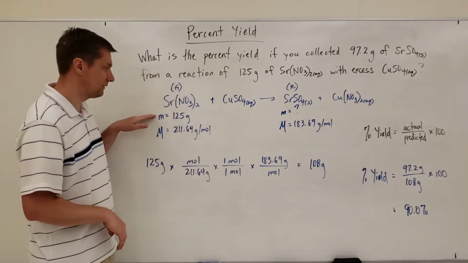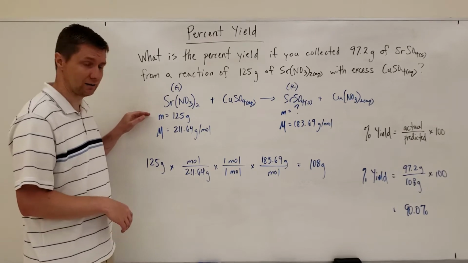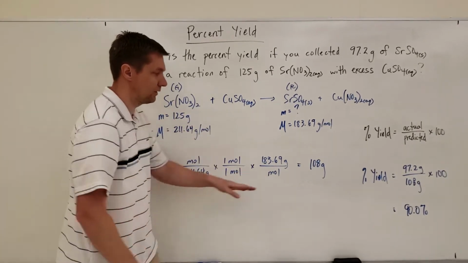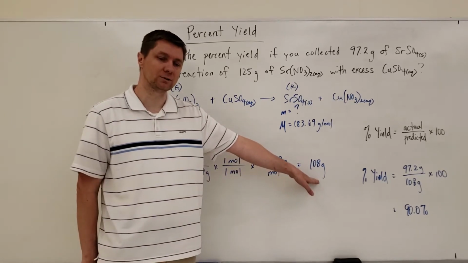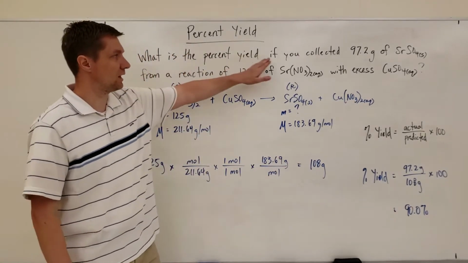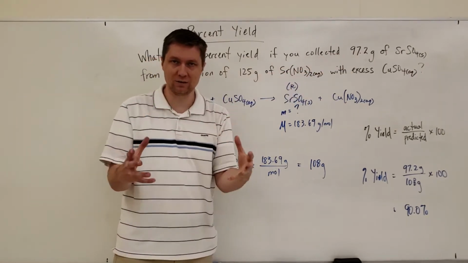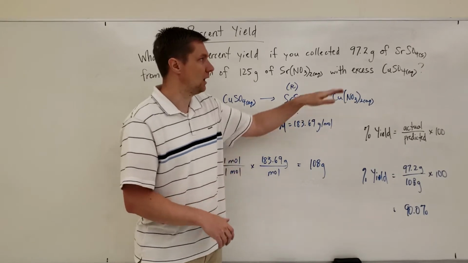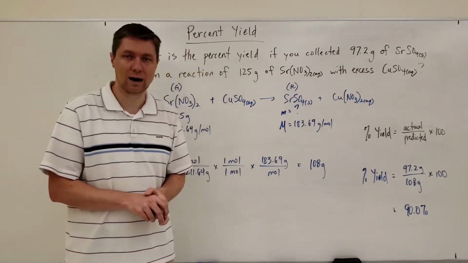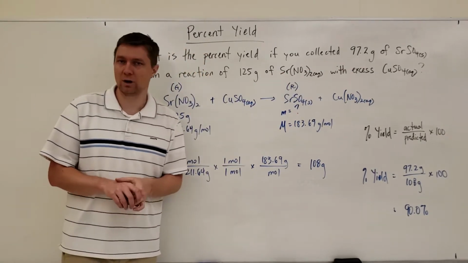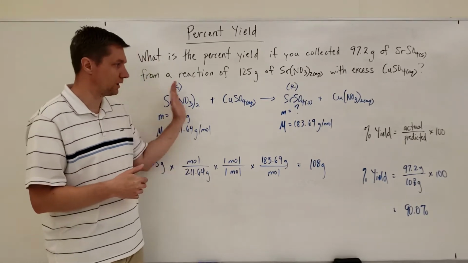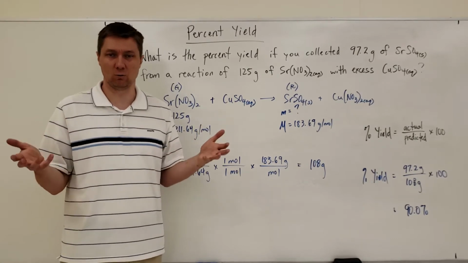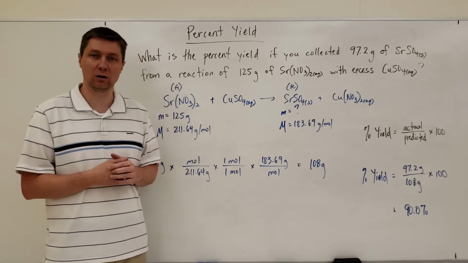Now, if I had 125 grams of strontium nitrate reacting with excess copper 2 sulfate, I know from my stoichiometry here that should produce 108 grams. The question tells me that when I was actually in the lab doing the reaction, and I physically collected the precipitate, I only collected 97.2 grams. And what we often do in chemistry, when we perform experiments like this, is calculate basically how accurate we were, how good we were at our collection.